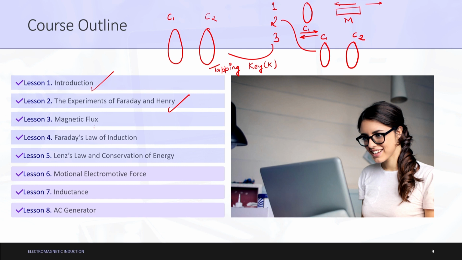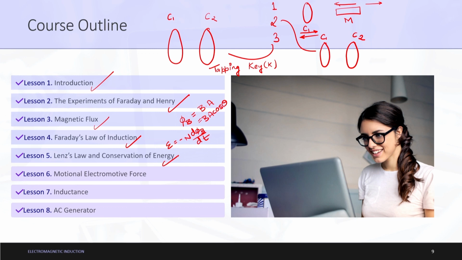Then next was magnetic flux. It was nothing but the definition of the formula phi B is equal to B dot A, which is equal to B A cos theta, where theta is the angle between the vectors B and A. Then next was Faraday's law of induction, that is epsilon is equal to minus n d phi B by dt.